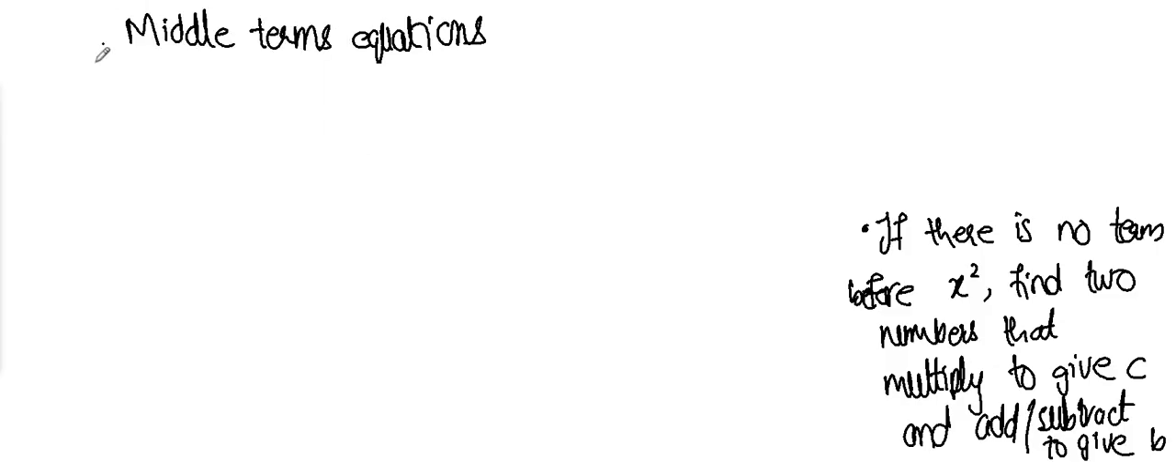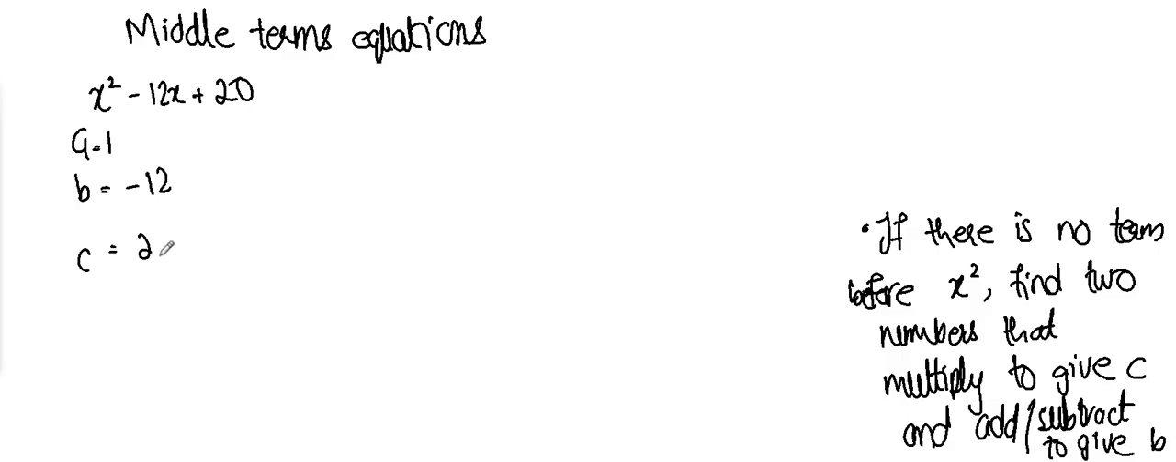For example, we have x squared minus 12x plus 20. Once again, no term before x squared. Find two numbers that multiply to give c and add or subtract to give b. C is 20. We can write it down. A equals 1. B equals minus 12. Be careful. B equals minus 12. C equals 20. I want two numbers that multiply to give c and add or subtract to give b.